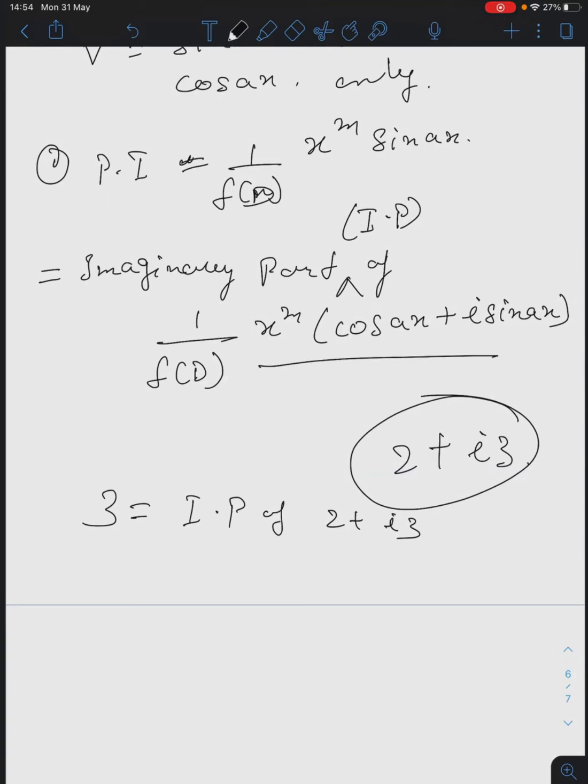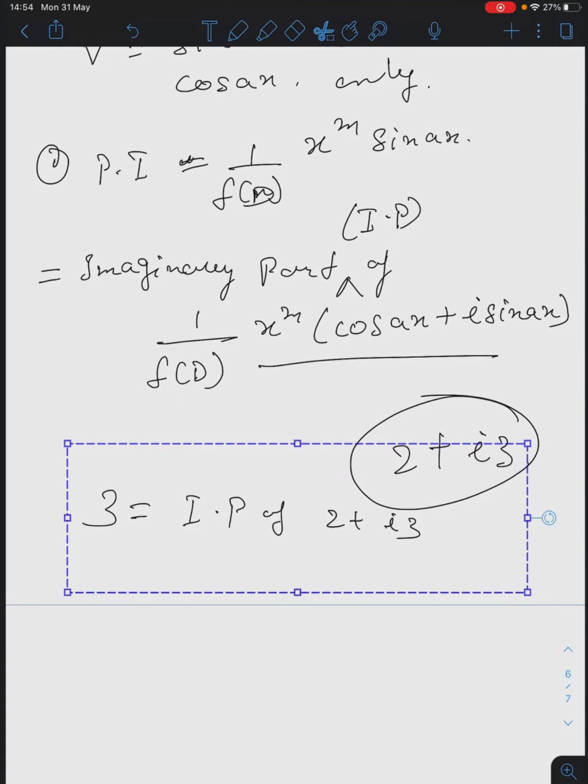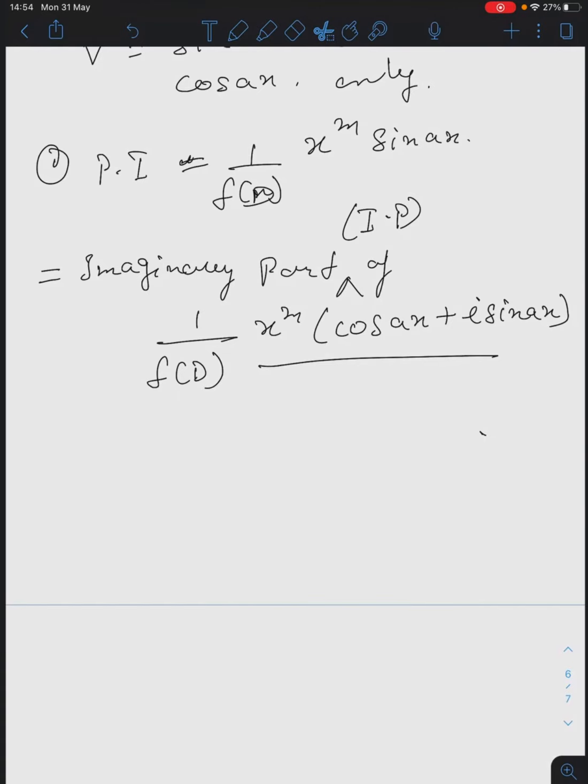If you simplify this one, what are you going to get? You will get x to the power m cos ax plus i times x to the power m sin ax. So in this whole complex thing, what is the imaginary part? It is x to the power m sin ax only. So the same thing I have written in this particular form, in statement form. Can I write it?